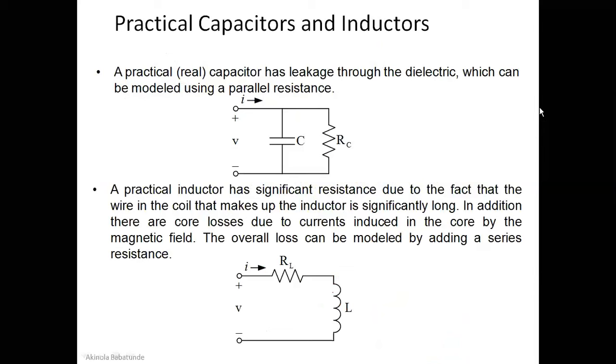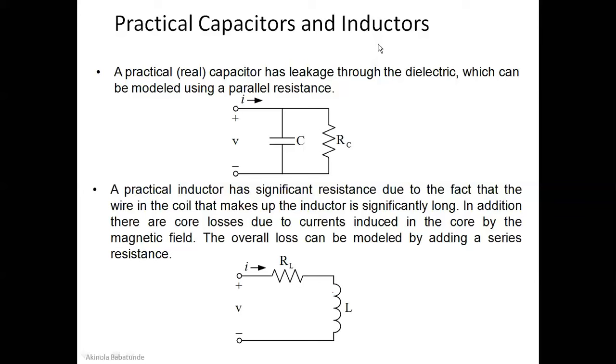We have practical capacitors and inductors here. So when we talk about practical, it simply means that there are some assumptions we've been making. I'm assuming that we have ideal capacitors and ideal inductors. In real life, most capacitors are not ideal, most inductors are not ideal. So that simply means that there will be some kind of losses, and some of these losses will be based on some other kinds of parameters.